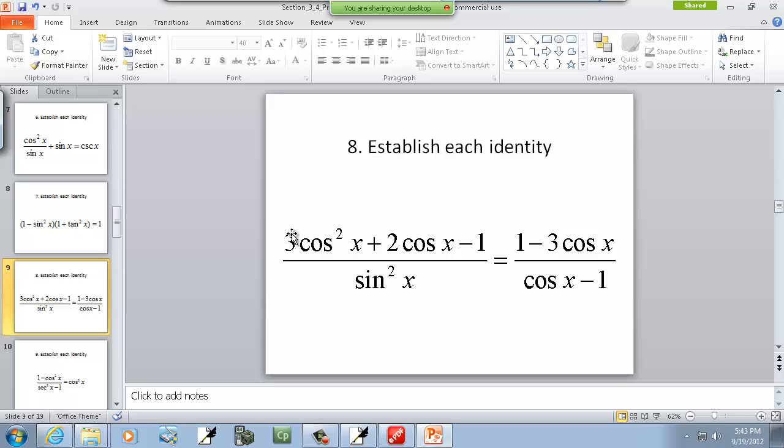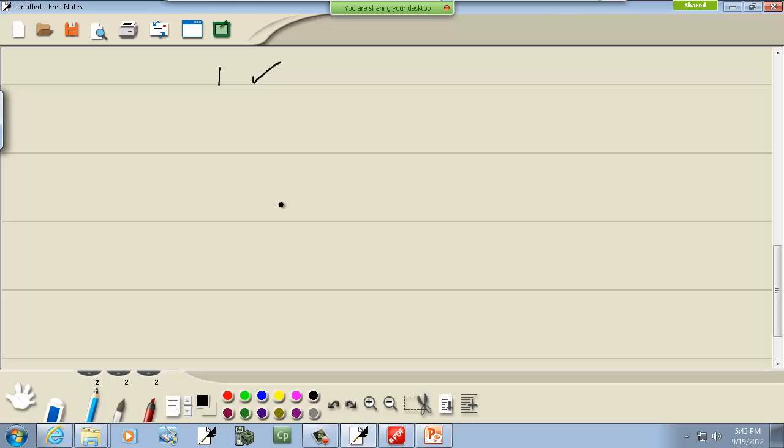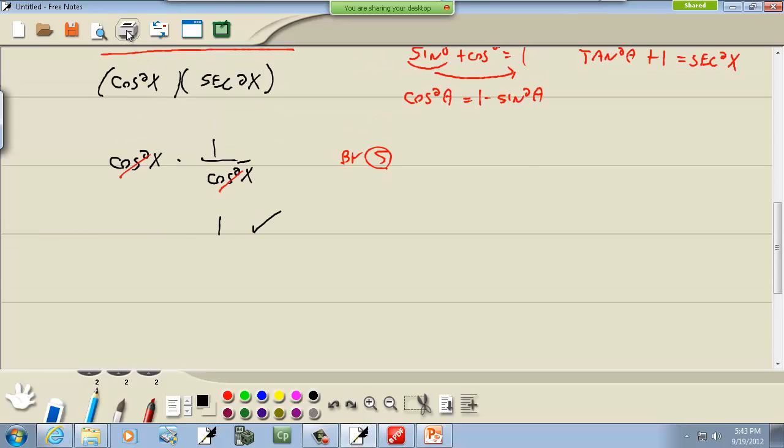Let's take a look at our next one. And I don't remember how long this one is, but let me start a new page just in case.